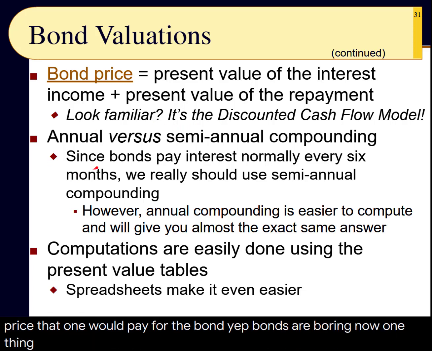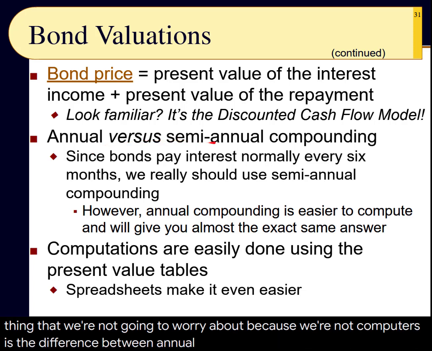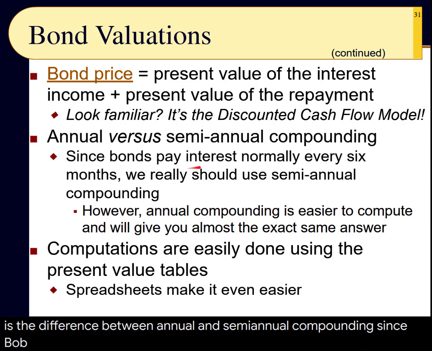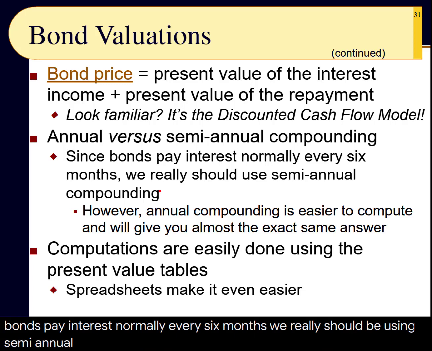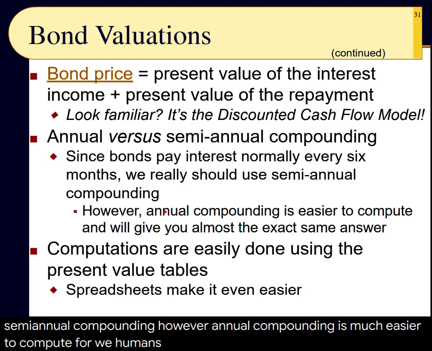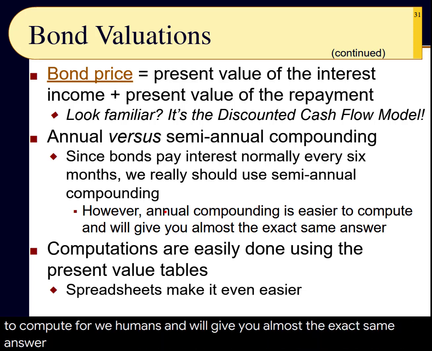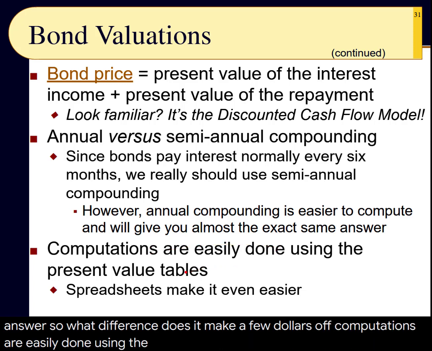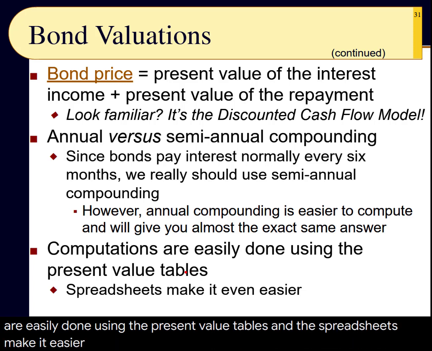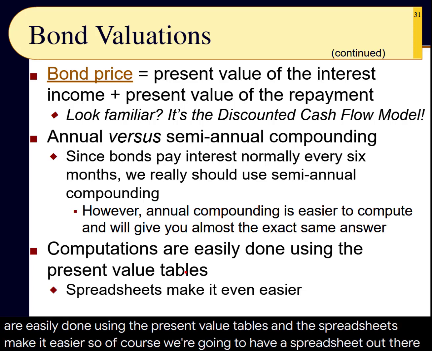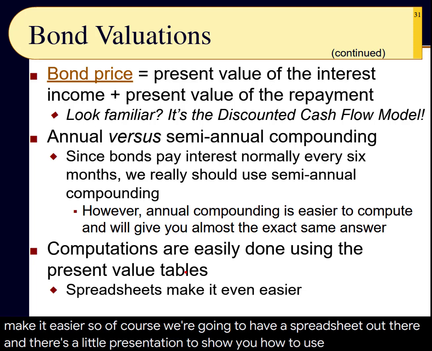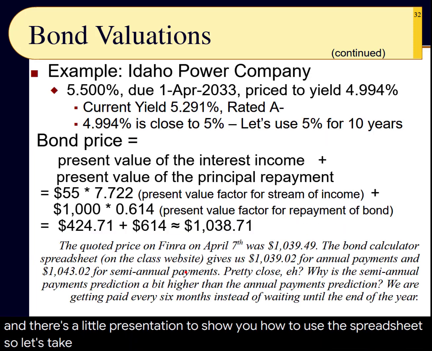Now, one thing that we're not going to worry about, because we're not computers, is the difference between annual and semi-annual compounding. Since bonds pay interest normally every 6 months, we really should be using semi-annual compounding. However, annual compounding is much easier to compute for we humans and will give you almost the exact same answer. So what difference does it make? A few dollars off. Computations are easily done using the present value tables, and the spreadsheets make it easier. So, of course, we're going to have a spreadsheet out there, and there's a little presentation to show you how to use the spreadsheet. So let's take a look at an example.